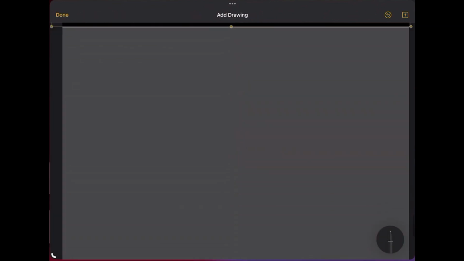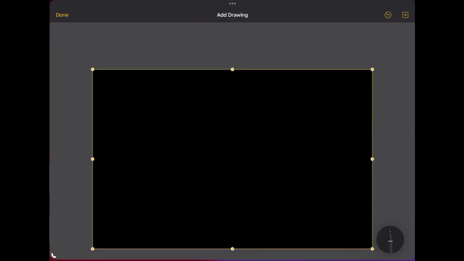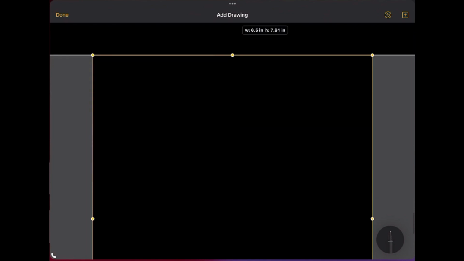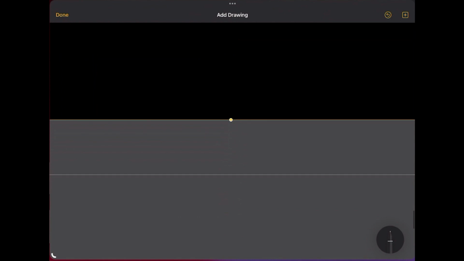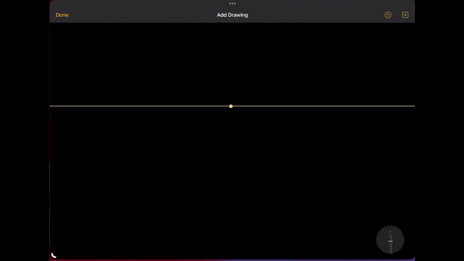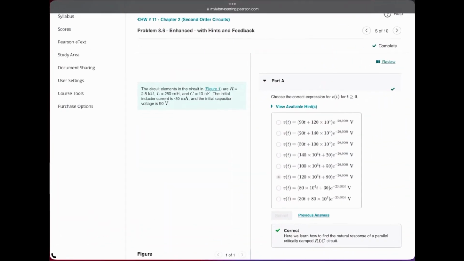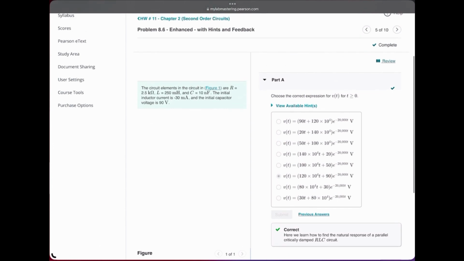Let's finish this question 5. We're on question 5 now, and we need to determine v of t, v as a function of t. And we are given all these values in a capacitor. Alright. Oh, we already did this one.